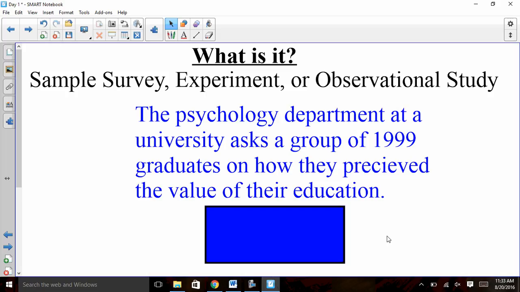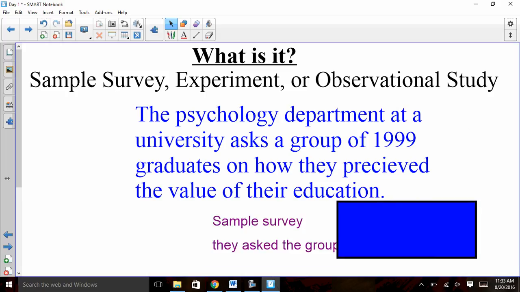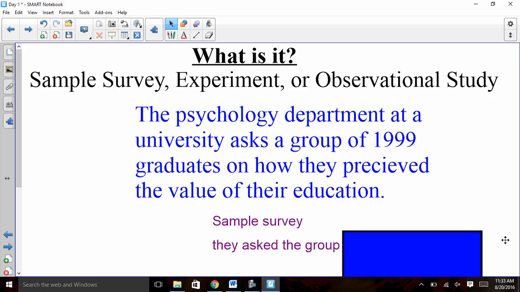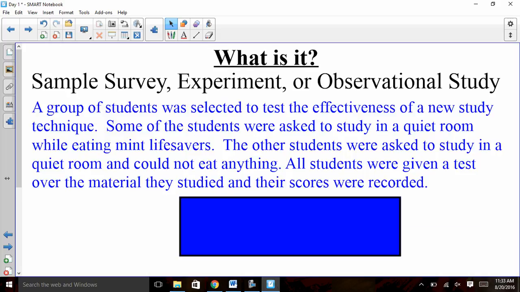Next one. The psychology department at a university asked a group of 1999 graduates how they perceived the value of their education. Basically, they went out and asked people what they thought. So, sample survey, experiment, or observational study? Sample survey. They asked the group what they thought. They asked their opinion. Whenever that's done, it's a sample survey.